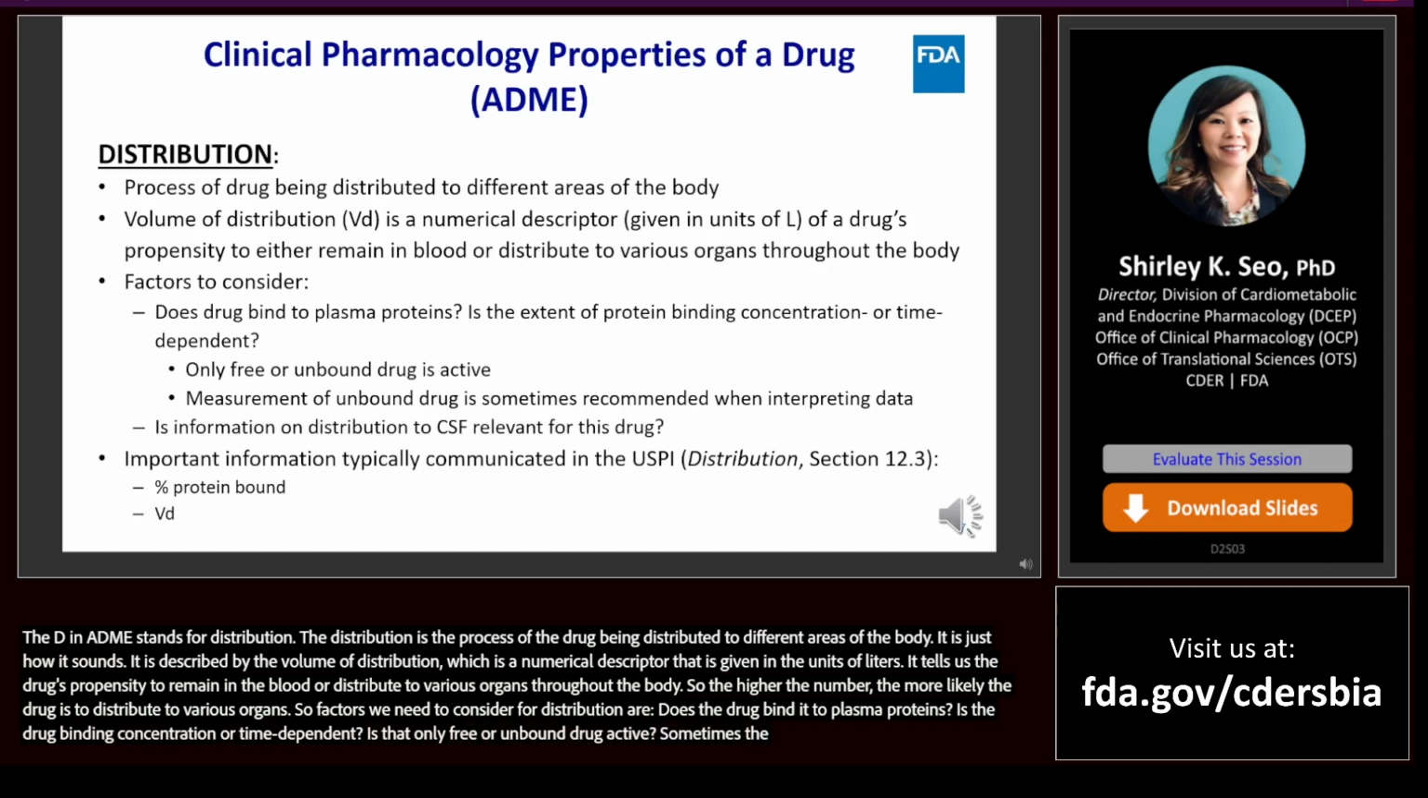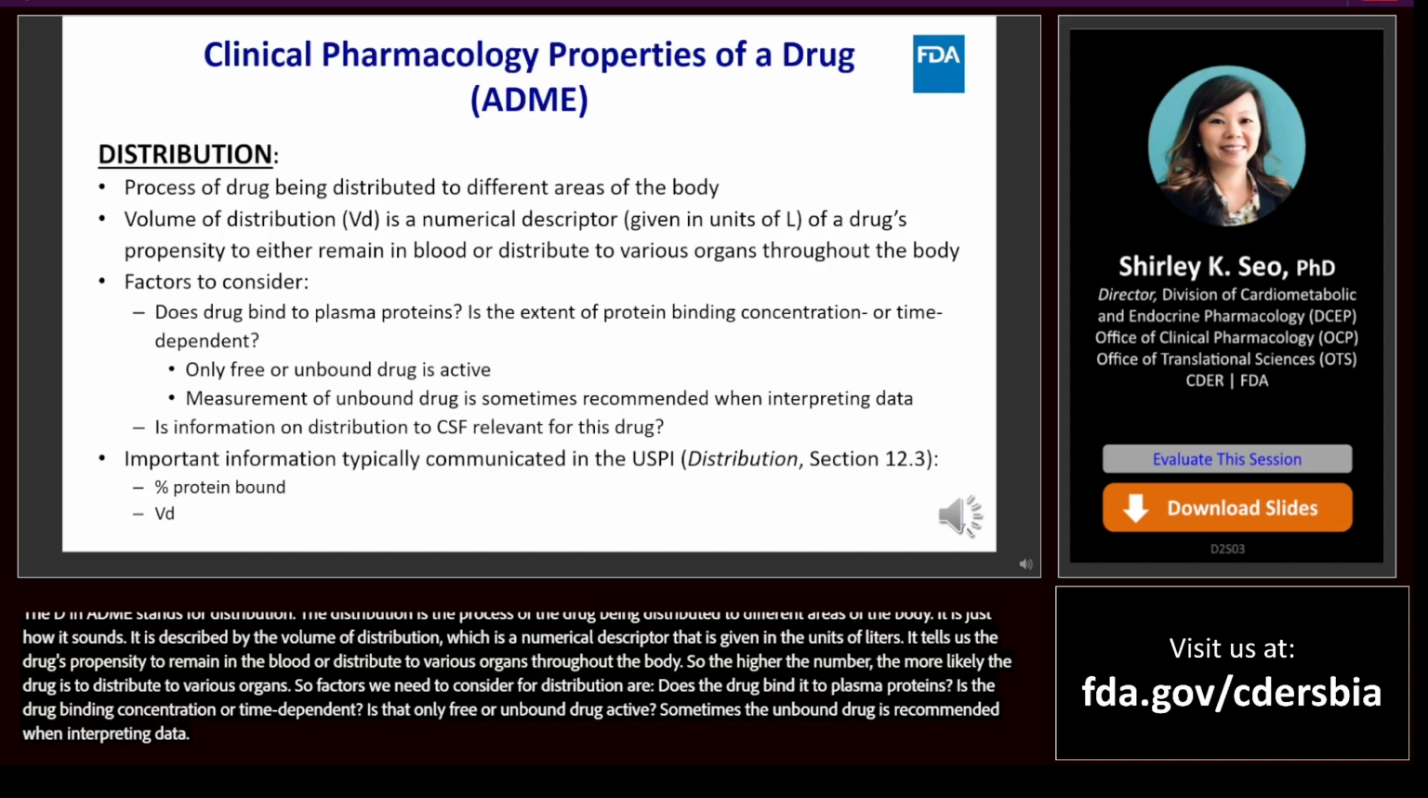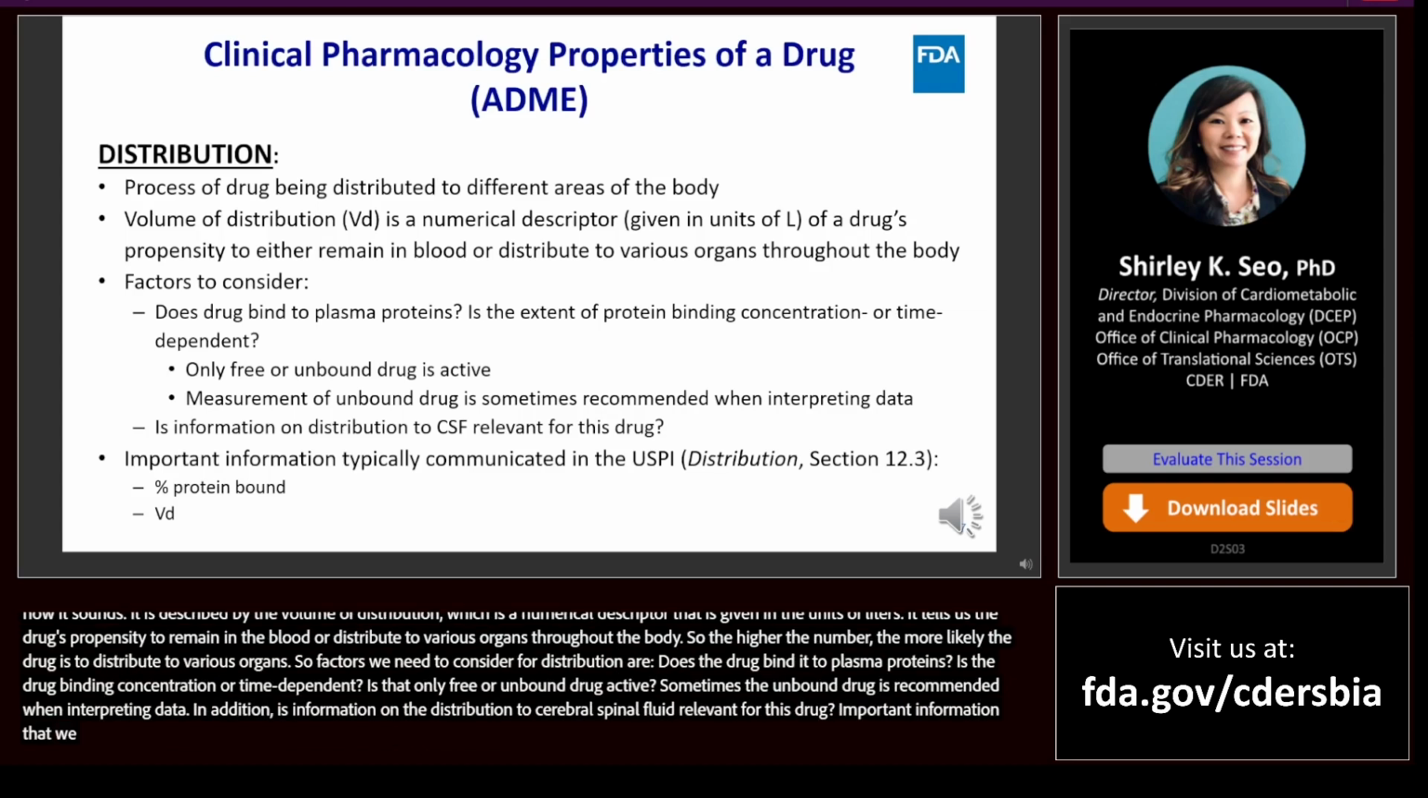In addition, is information on the distribution to cerebrospinal fluid relevant for this drug? Important information that we typically communicate in the drug labeling under section 12.3 include the percent protein bound of the drug, as well as the volume of distribution.